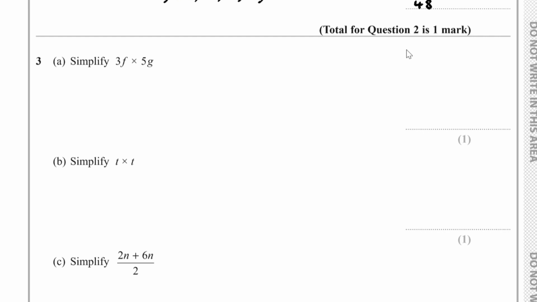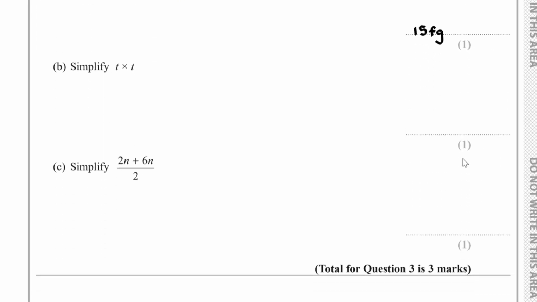Question number 3. For part A, we have to simplify 3f times 5g. 3 times 5 is 15. Then we have f times g, fg. For part B, we have to simplify t times t. This is the same as t squared.